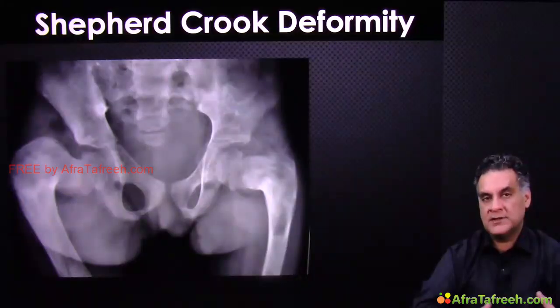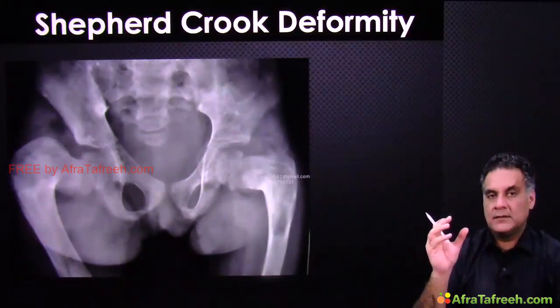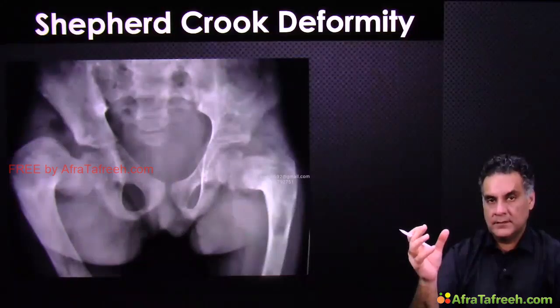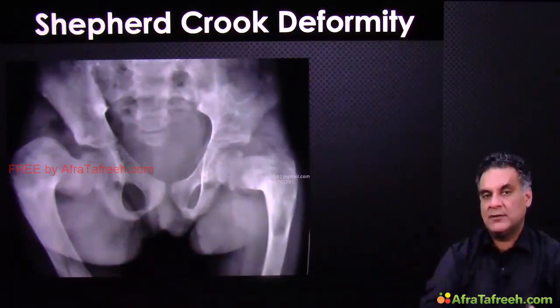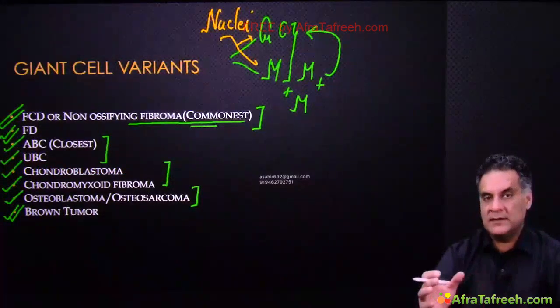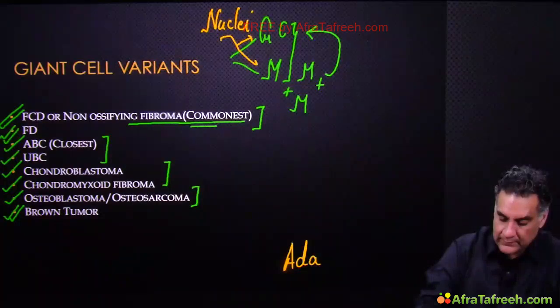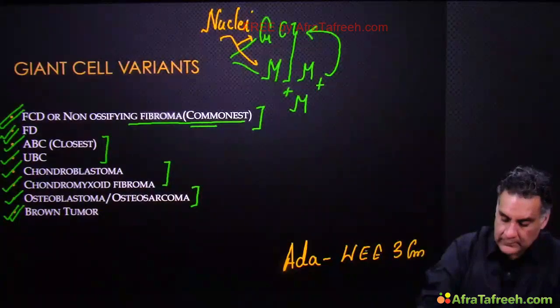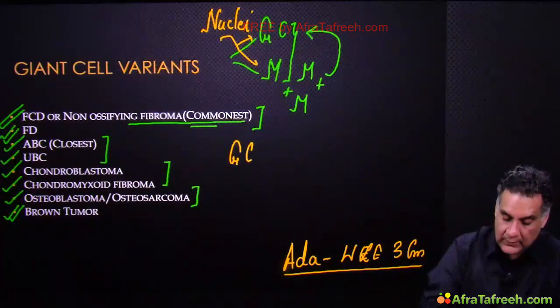Also remember one more lesion which is known to be changing the bone and being locally aggressive, just like giant cell tumor, is adamantinoma. Although adamantinoma, the treatment is simple: wide local excision with 3 centimeter margin. Whereas in giant cell tumor, the most common treatment is extended curettage.